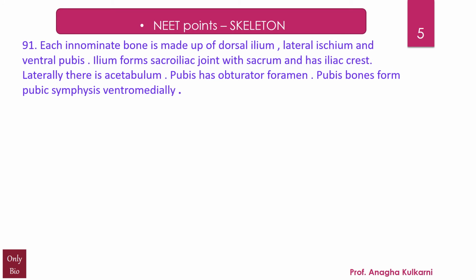Point number 91. Each innominate bone is made up of dorsal ilium, lateral ischium and ventral pubis. Ilium forms sacroiliac joint with the sacrum and has the iliac crest. Laterally there is acetabulum. Pubis has obturator foramen. Pubis bones form pubic symphysis ventromedially.